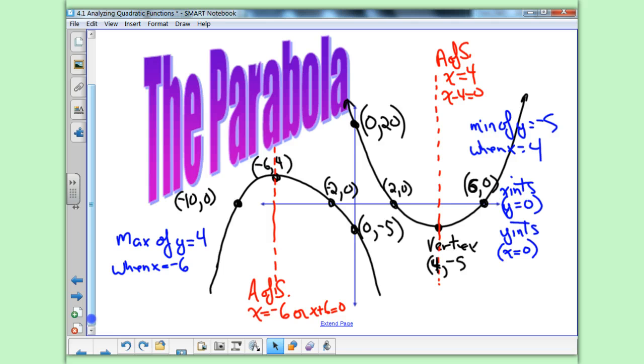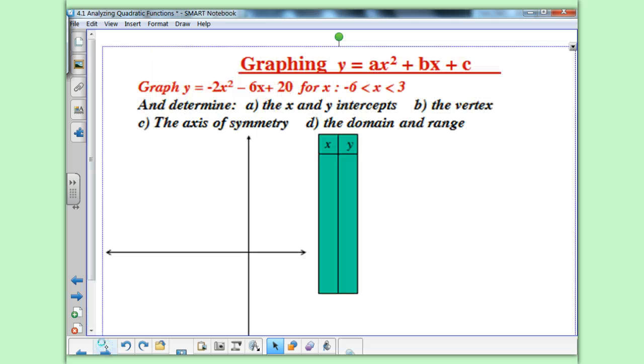All right. In the next slide, you are expected to now come up with a graph and answer A, B, C, and D. As we do that, let's do A together. We're not going to get our graphing calculator, we're going to use algebra. We're going to start off by saying, well, I want to find the x-intercept. That's easy. I'm just going to let y equal 0.